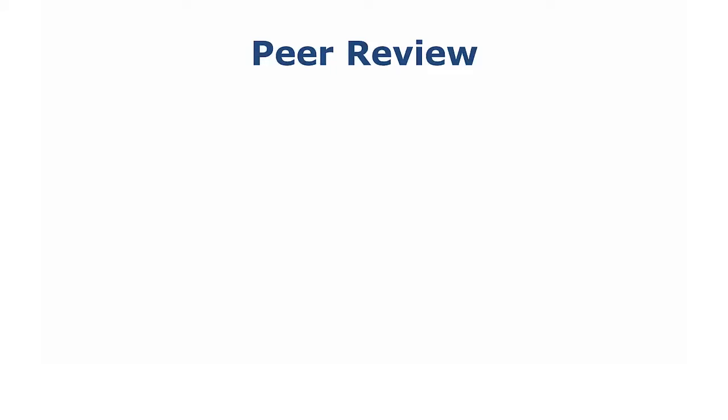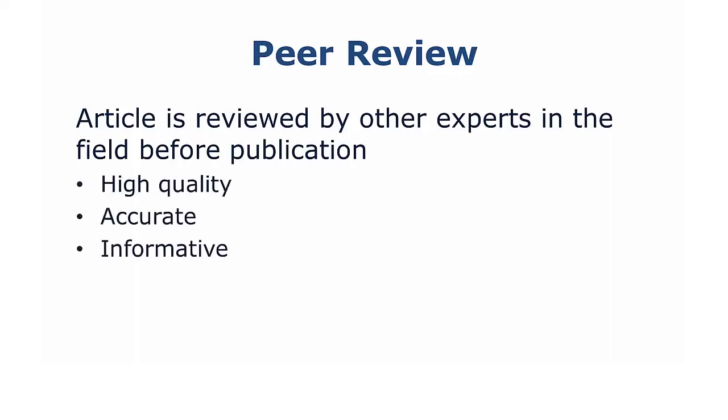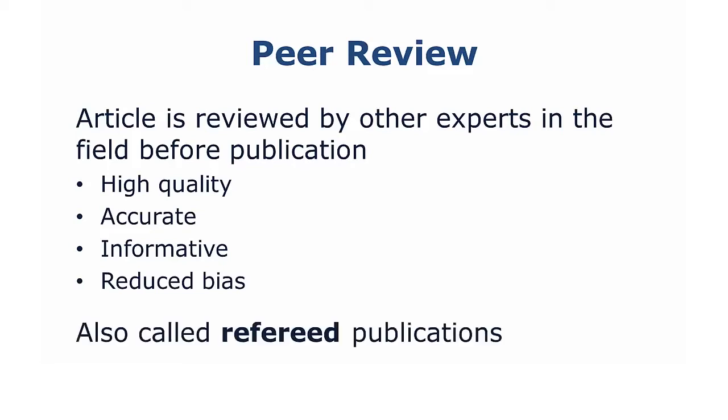Not all scholarly sources go through a process called peer review. Peer review is when an article is reviewed by other experts in the field before publication. This helps ensure that a published work is high quality, accurate, informative, and with reduced bias. Sometimes these are also called refereed publications.